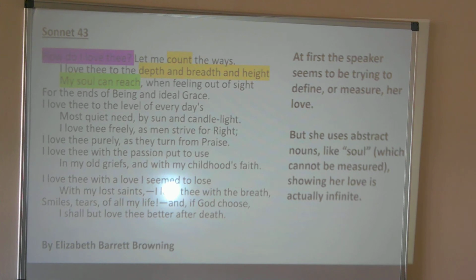She can't measure it. It's so big it cannot be measured. It's something which is immeasurable. So because she uses the abstract noun soul, we can see that what she's actually saying is that her love is infinite. So there's your second language point. She's trying to define love, but she uses abstract nouns, showing that her love is actually infinite. And I've given you a little measuring tape to jog your memory of that.